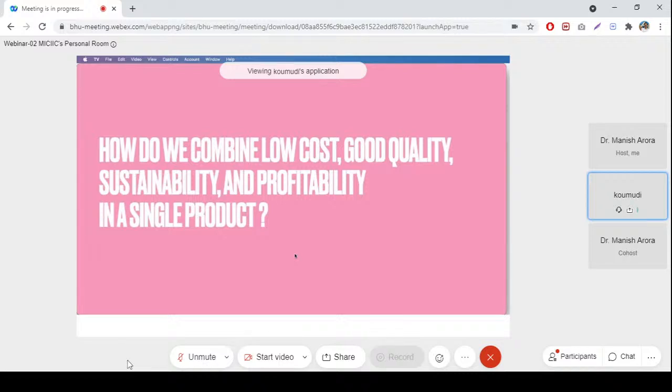MNCs must recognize that this market poses a major new challenge. How do we combine low cost, good quality, sustainability, and profitability?